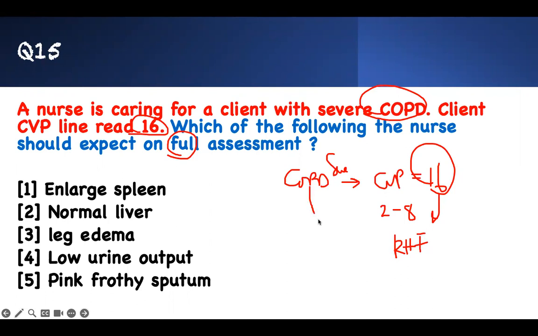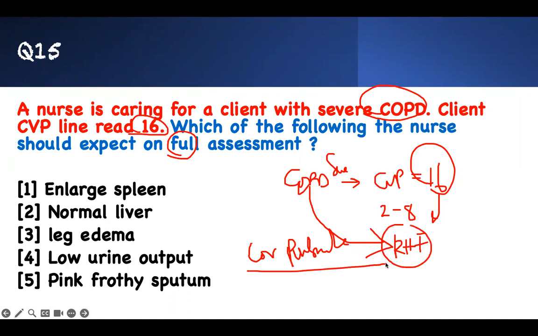How do you develop it? You have a lung problem. And now you have right heart-sided failure. This is what we call cor pulmonale. Cor pulmonale is when you have severe lung problem and you develop right-sided heart failure, that's what we call it. Therefore, what would the nurse expect?